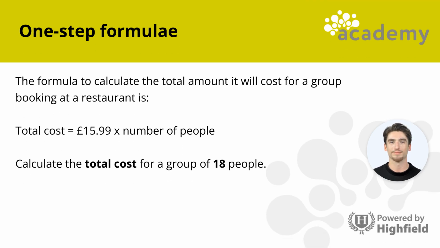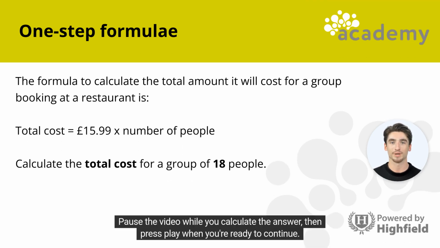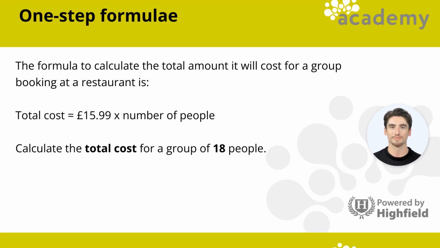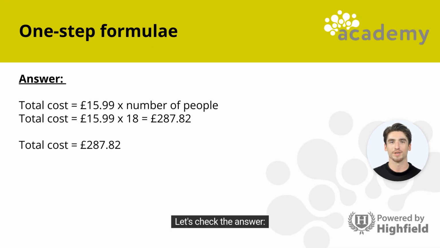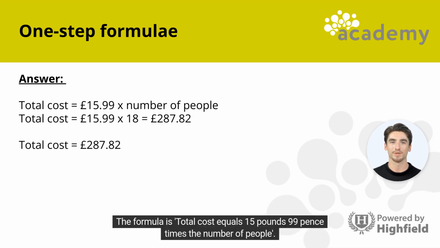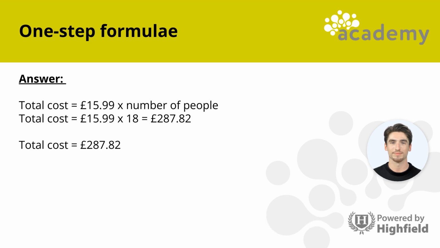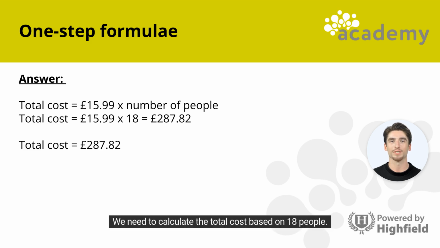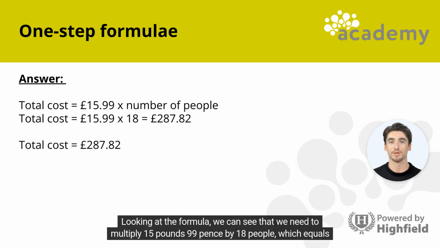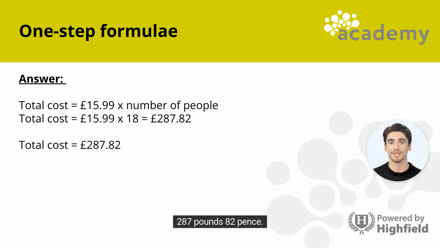Now it's your turn. Pause the video while you calculate the answer, then press play when you're ready to continue. Let's check the answer. The formula is total cost equals £15.99 times the number of people. We need to calculate the total cost based on 18 people. Looking at the formula, we can see that we need to multiply £15.99 by 18 people, which equals £287.82.